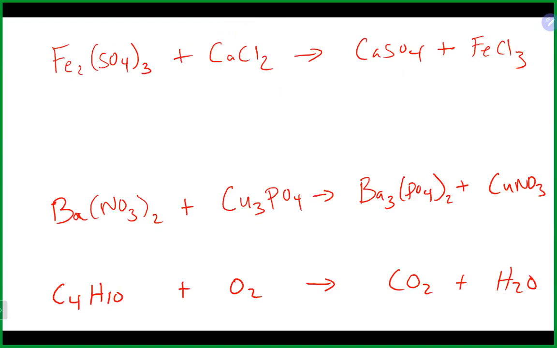All right, so I want to try a few more here. Okay, let's take a look and see how you're doing. So once again, on this first one, we do have some polyatomic ion, or at least 1.